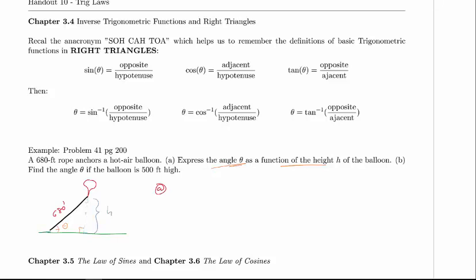All right. So first we set up our equation like we normally would. We've got theta here. We're looking at the opposite side, so that's going to be sine theta equals h divided by 680. And so theta equals the inverse sine of h over 680. And there we go. There's our answer right there. Not too tough. Let's go ahead and look at this on a graph.